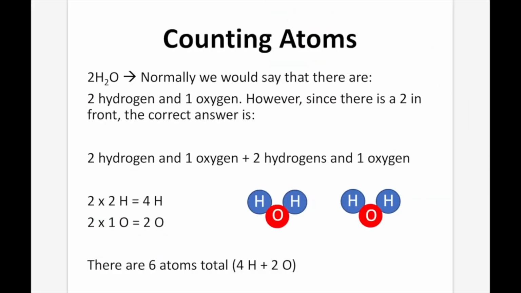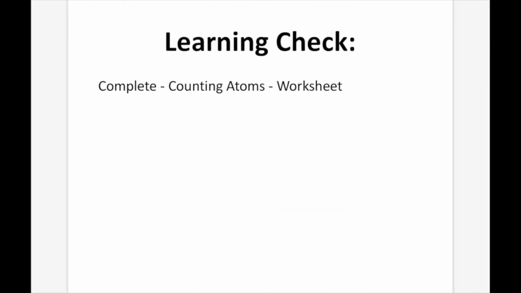Counting atoms. So if you have 2 H2O, normally we would say that there are 2 hydrogens and 1 oxygen. That would be in 1 water molecule. However, since there's a 2 in front, the correct answer is 2 hydrogen and 1 oxygen plus 2 hydrogen and 1 oxygen, which we can see here, right? 2 hydrogen, 1 oxygen, 2 hydrogen, 1 oxygen. So in total, we have 4 hydrogens, 2 oxygens, or 6 atoms in total. So what I'd like you to do is pause the video and complete the Counting Atoms worksheet.